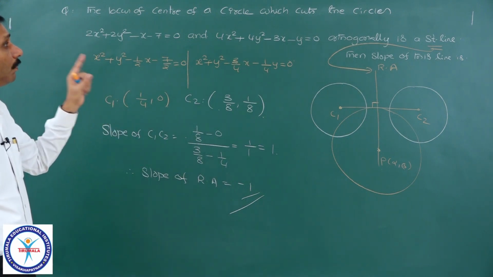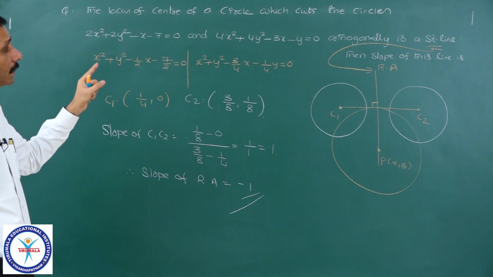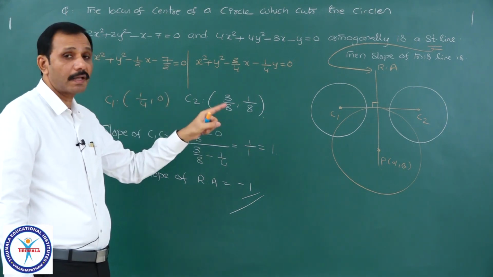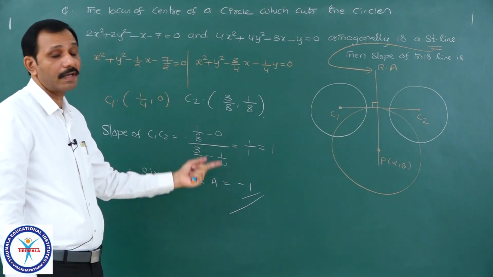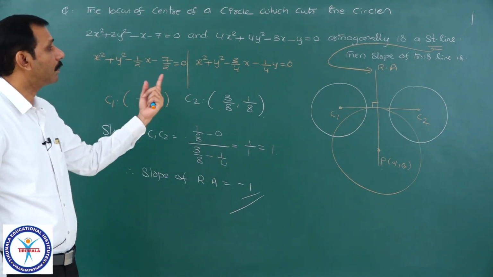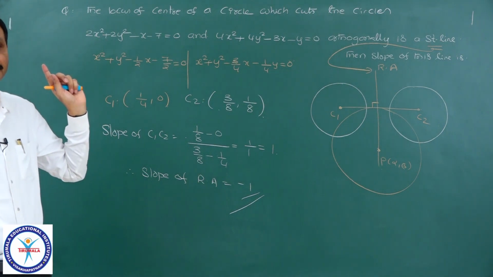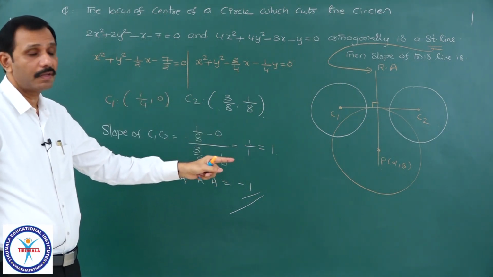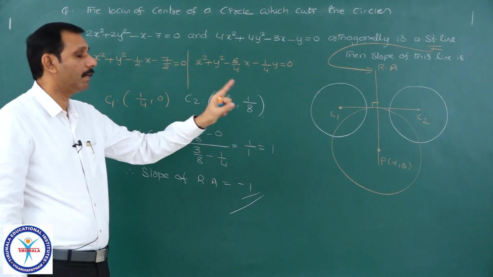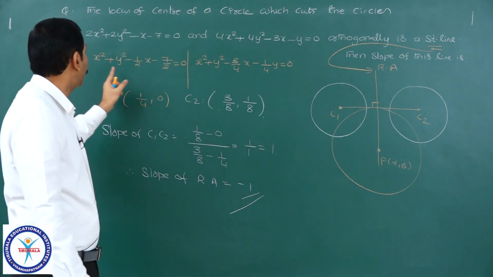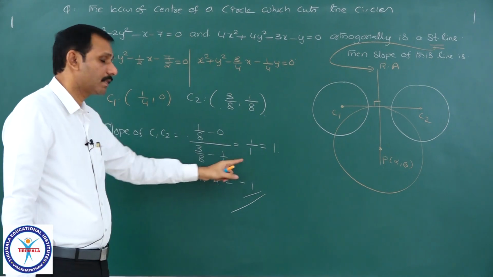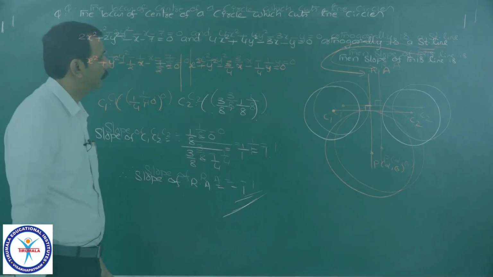If you are able to observe that the locus of the center of a circle which intersects two given circles orthogonally is a radical axis, then this problem's solution you will get easily. You need not even find the radical axis. We know the radical axis is perpendicular to the line joining the centers. Find the slope of the line joining the centers. If it is m, then the slope of the radical axis will be minus 1 by m.